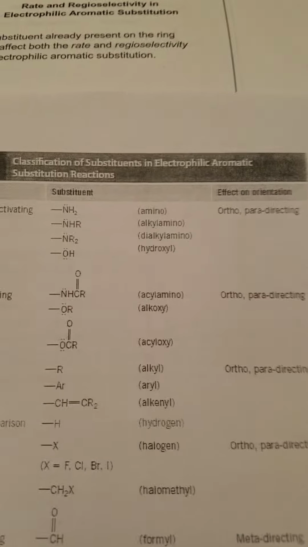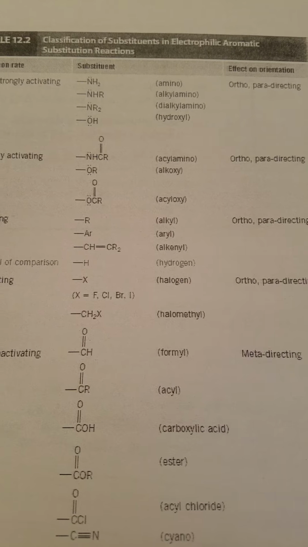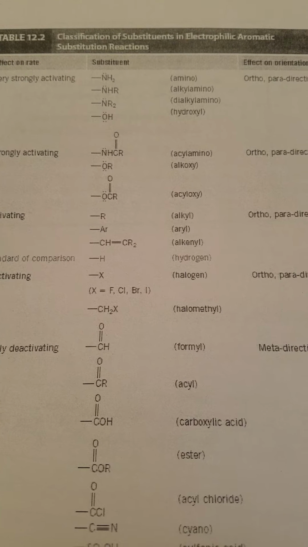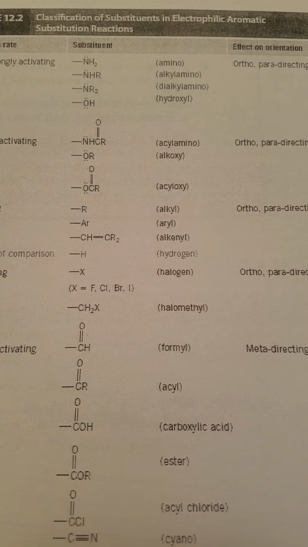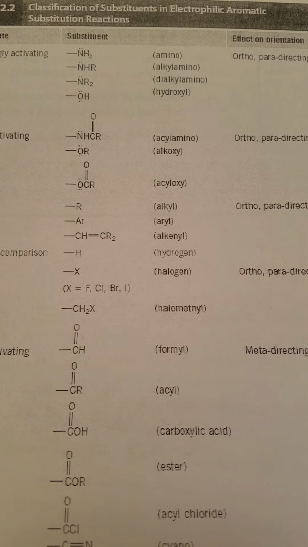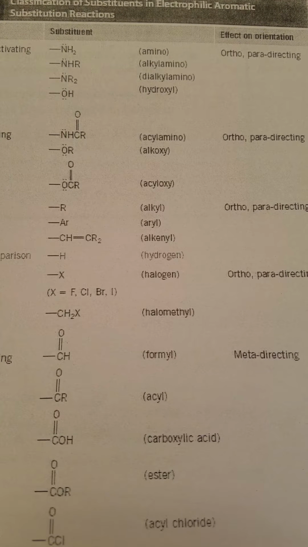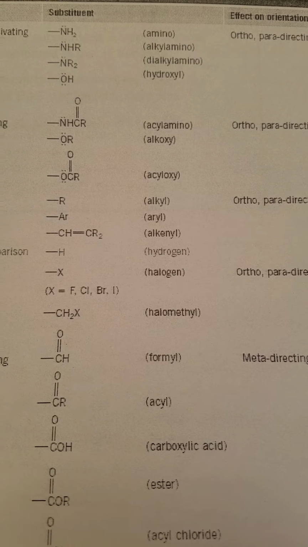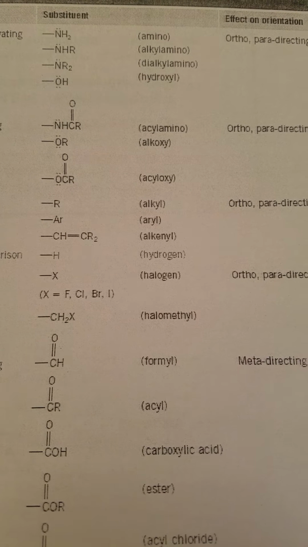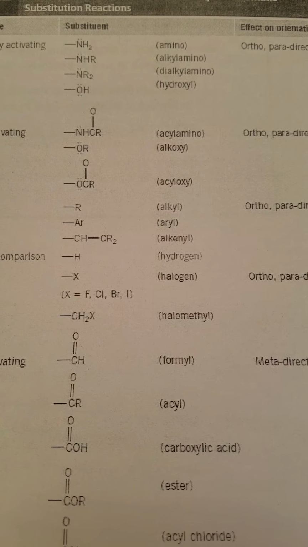So if we look at this chart, at the top of this chart, and this has been posted for you on Blackboard, you can see that the very strongly activating substances are going to have your nitrogen group, so your amines, your amino groups, and of course your OH group for your alcohol. These are all ortho-para directing. Since ortho and para are two different positions on the benzene ring, you can actually make two products when you're doing this particular mechanism.